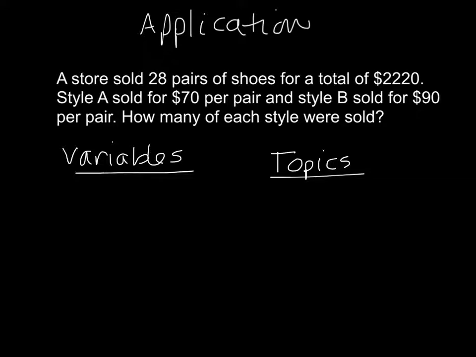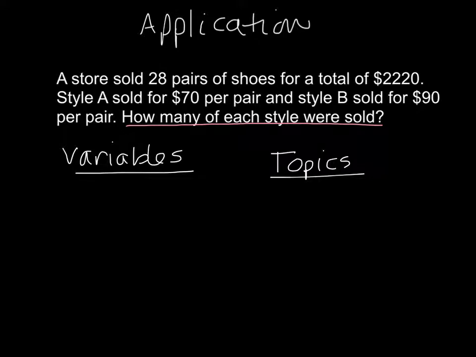So if we look at this problem, we have shoes that are being sold. A store sold 28 pairs of shoes for a total of $2,220. Style A sold for $70 per pair, and style B sold for $90 per pair. How many of each style were sold? If I look at this last question, it tells me my variables, and often the question that they ask does tell you the variables. Not every time, but most of the time.